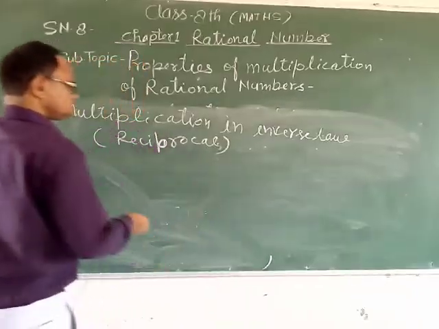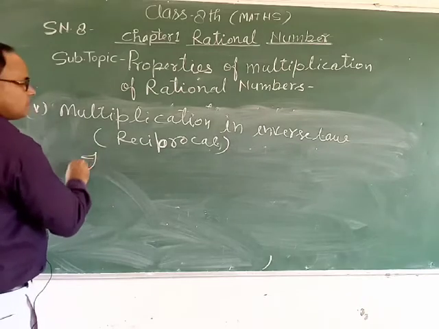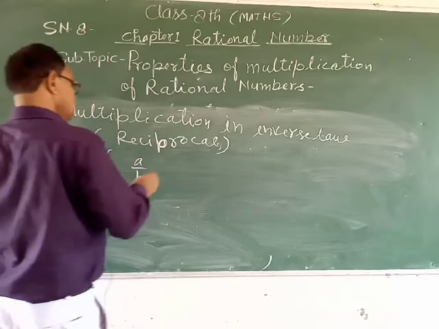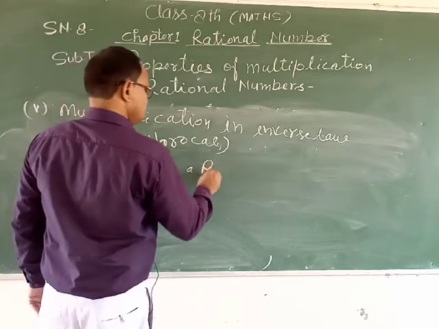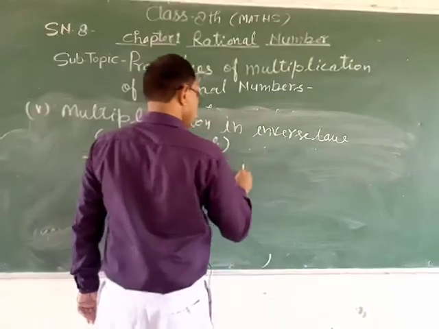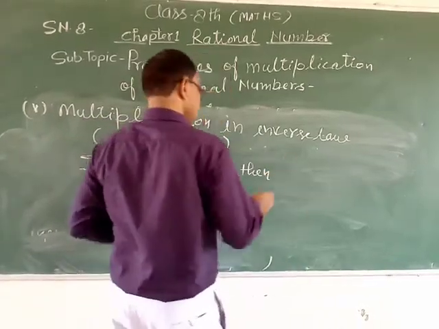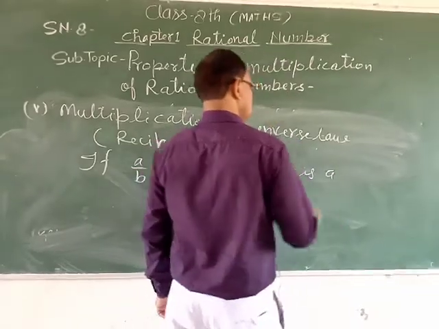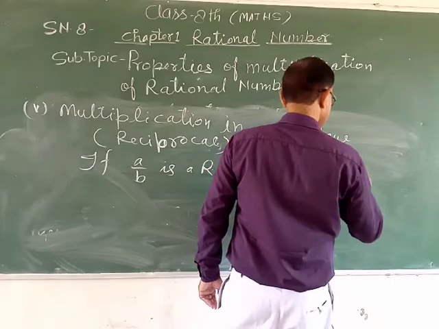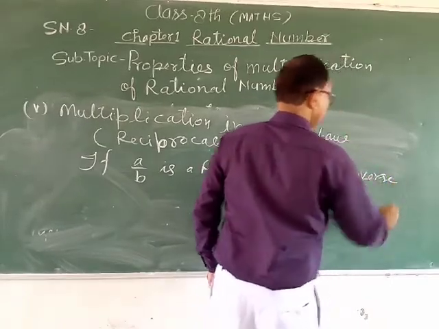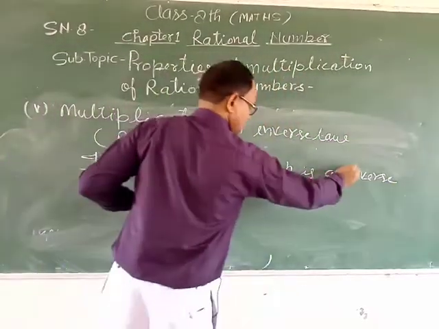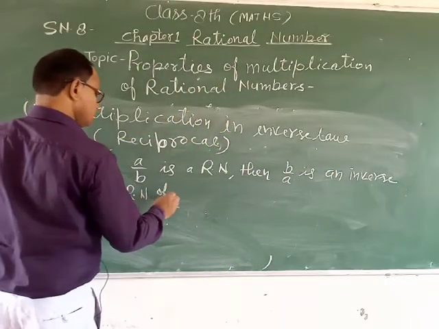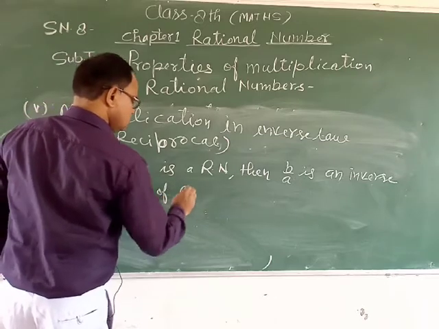Here, if A by B is a rational number, then B by A is an inverse rational number of A by B.